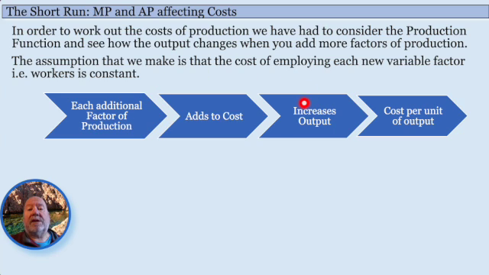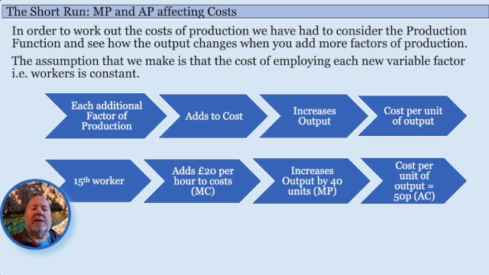Those factors will increase output, and then because I've got output and I've got costs, I can work out the cost per unit of output. So for example, my 15th worker here, I'm paying them £20 an hour. Okay, they increase output by 40. So the extra cost of the worker is 20, the extra output is 40, so the cost for one of those units of output is going to be 50p, because 40 costs me £20. So 1 would cost me 20 divided by 40, half a pound, 50p.